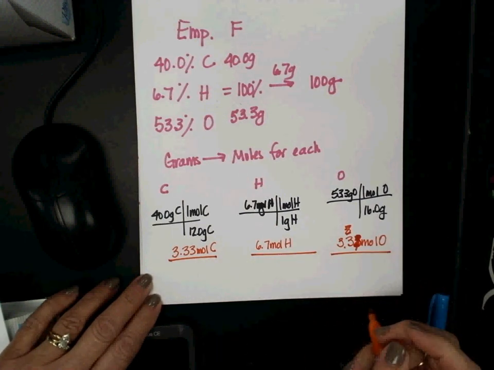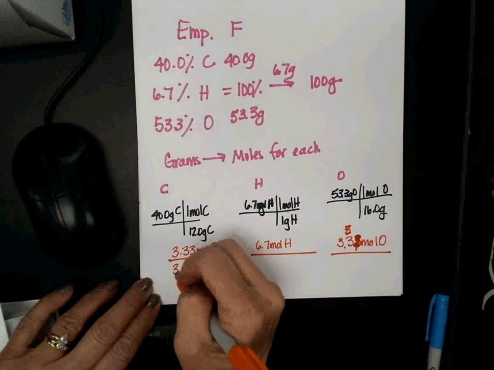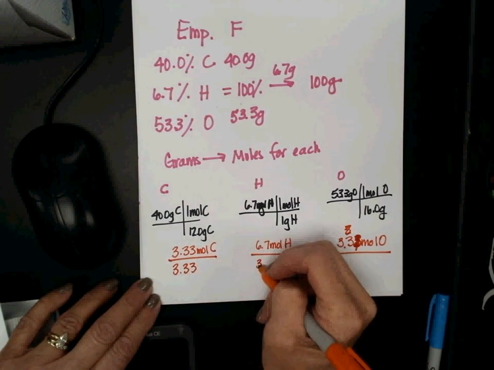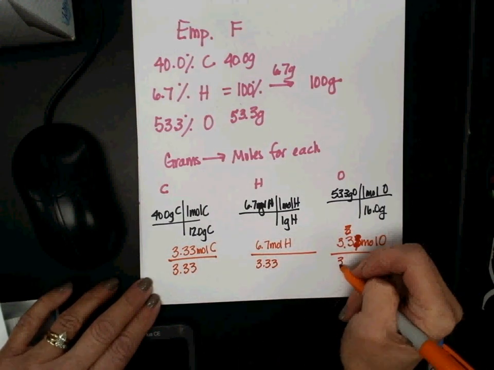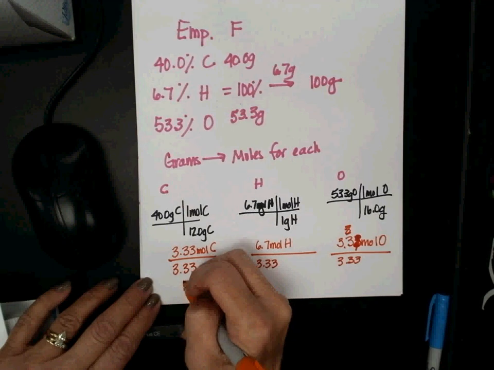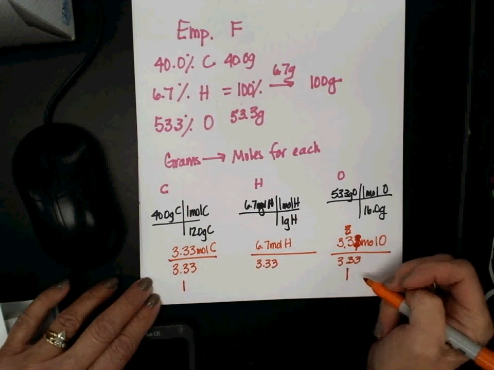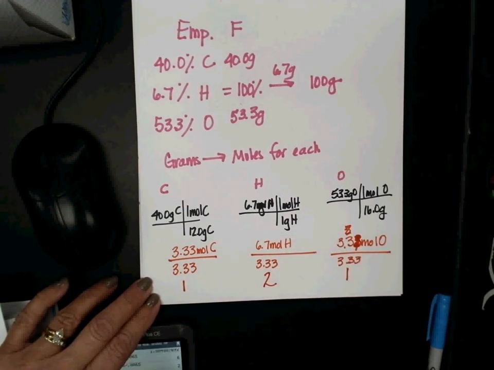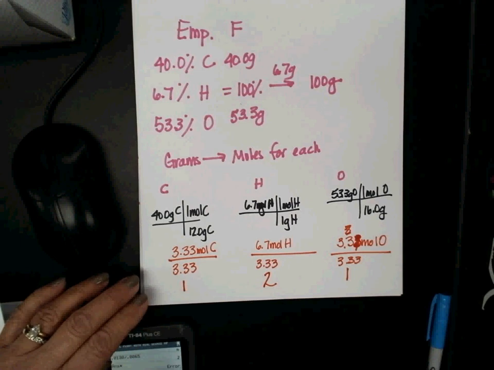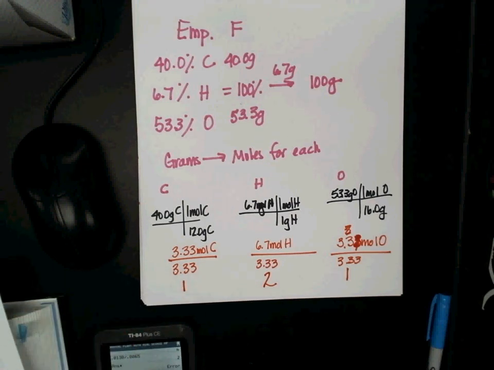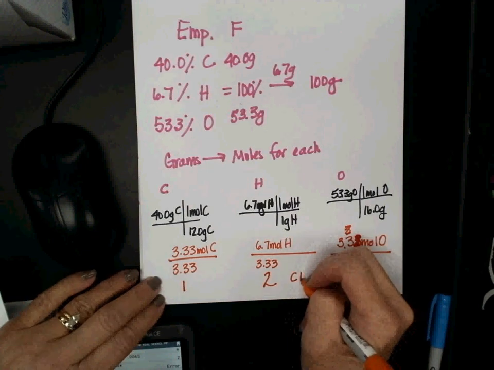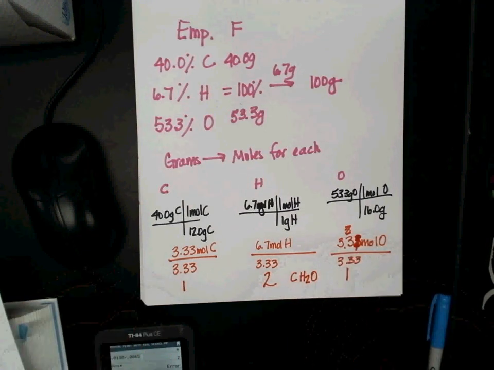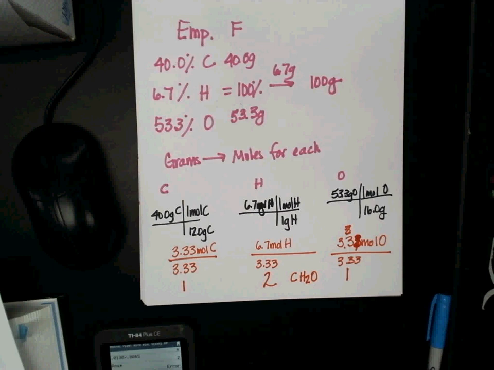Okay, so what's my mole ratio? I'm going to divide through by what, Caitlin? 3.33, okay. Well, this should work out pretty well. So this is a 1, this is a 1. And what's hydrogen? Is it close enough to call it a 2? It is close enough to call it a 2. So then I can just write my formula. It's a pretty simple one, CH2O.